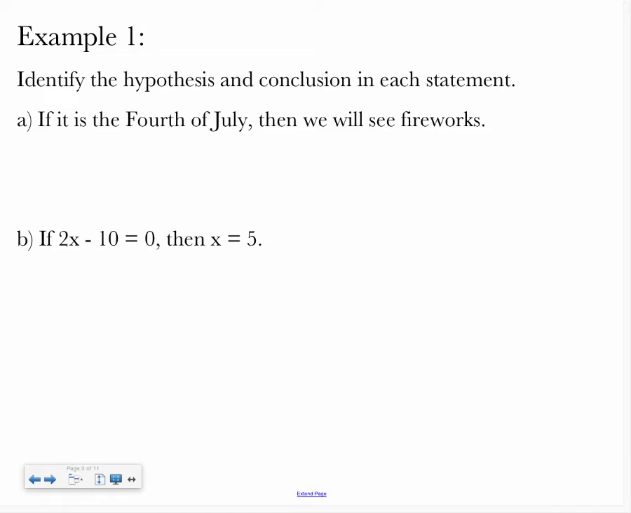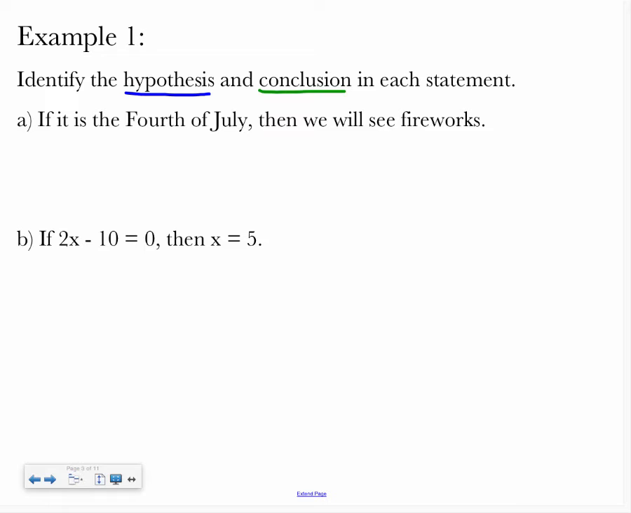So let's start with example 1. We want to identify the hypothesis and the conclusion in each statement. And if you're like me, sometimes you get a little lazy and you would prefer to just color code. So I'm going to underline my hypothesis in blue and my conclusion in green instead of rewriting these. So let's identify our hypothesis and our conclusion for our first statement.